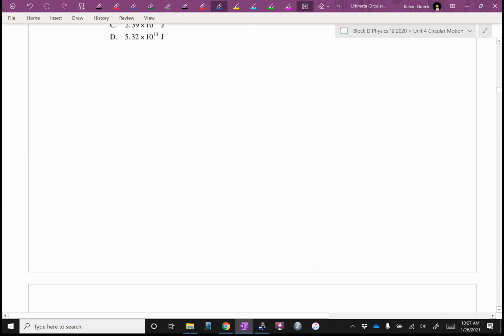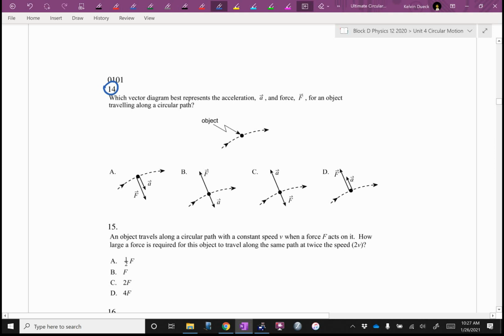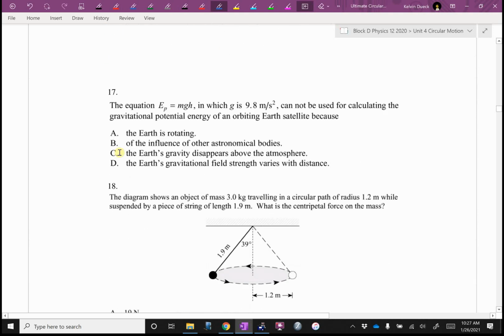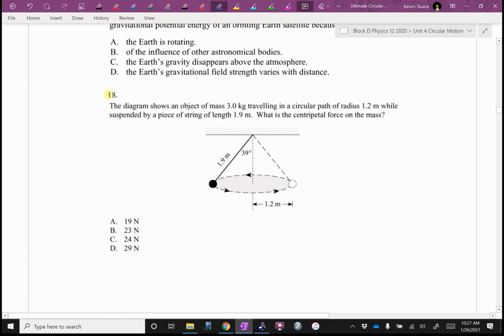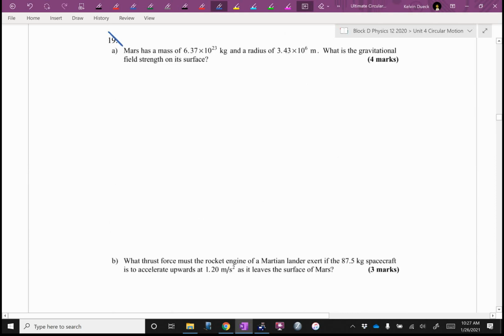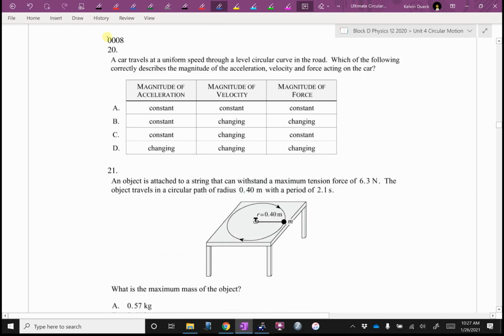Skip 12. Skip 13. 14 is good. 15 is good. 16 is good. Hey, everything on that page. Skip 17. Skip 18. Skip 19. Actually, you can do it, but it's physics 11. But I'll skip that. 20 is good.